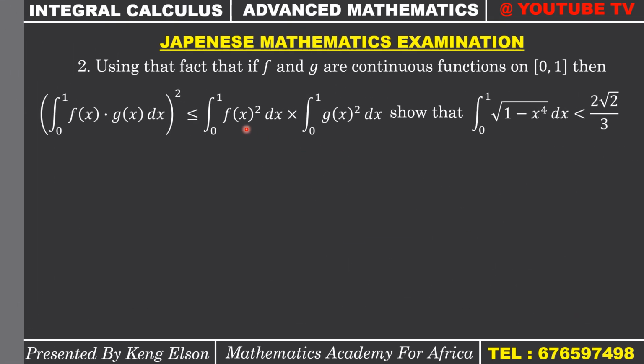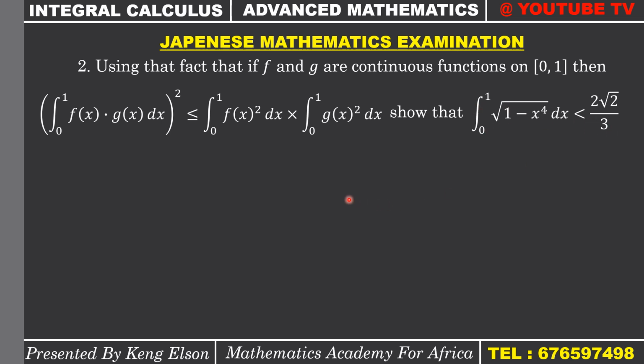Alright, now in the second part of the equation, we have to use the Cauchy-Schwarz inequality. Now it says that the integral from 0 to 1 of f(x) times g(x) dx, all squared, is less than or equal to the integral from 0 to 1 of f(x) all squared dx times the integral from 0 to 1 of g(x) all squared dx, provided f and g are continuous on the interval 0 to 1. We are going to use this property to prove this.